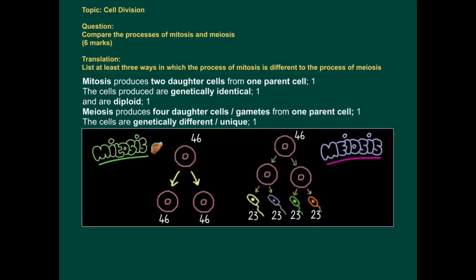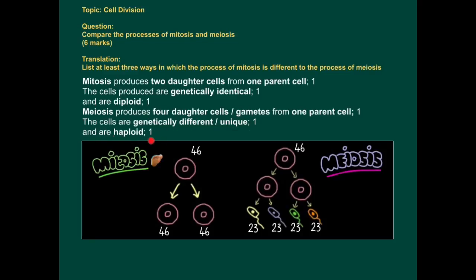The cells created by meiosis are genetically different. They are unique. Each sperm cell is varied genetically. That's why brothers and sisters end up looking quite different from each other a lot of the time. And the cells are haploid, not diploid. That means they contain half the number of chromosomes.